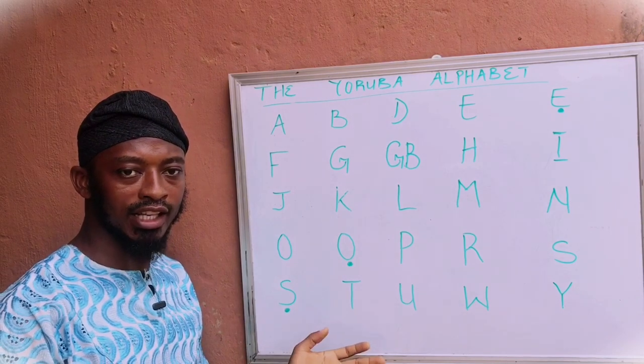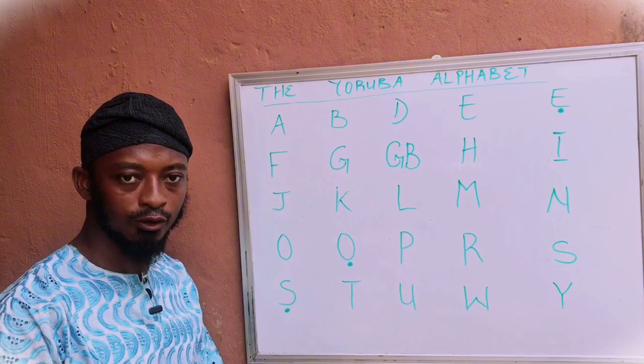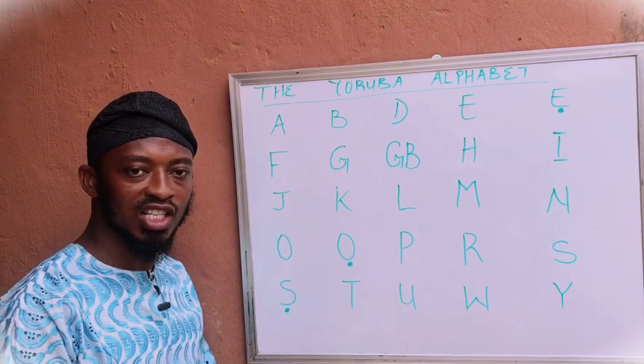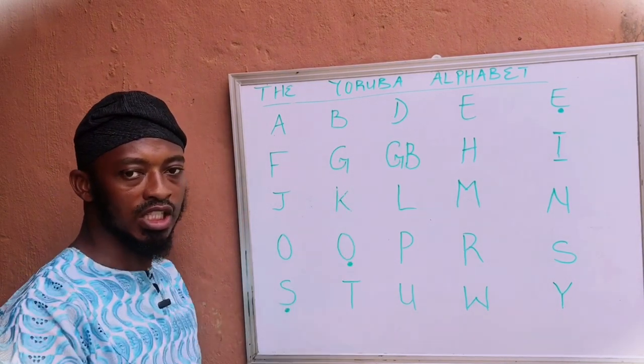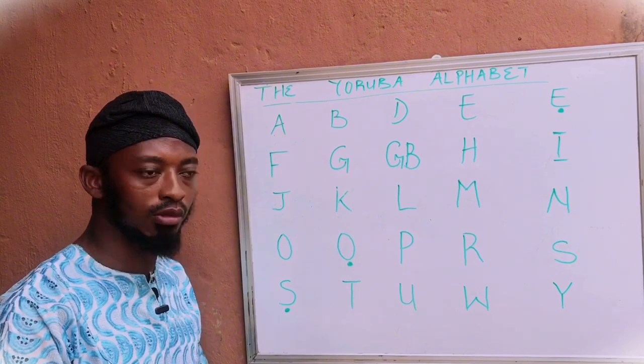And remember what I said earlier, to read or write Yoruba language fluently, you need to know your alphabet and you need to know your tonation. But in today's class, we're focusing only on the Yoruba alphabet. The next video will be talking about the Yoruba tonation marks.